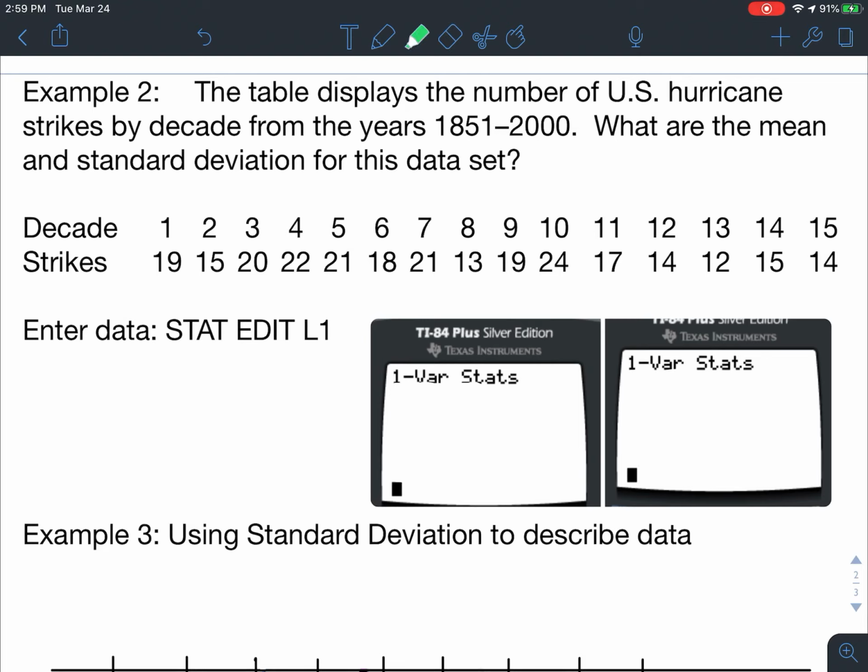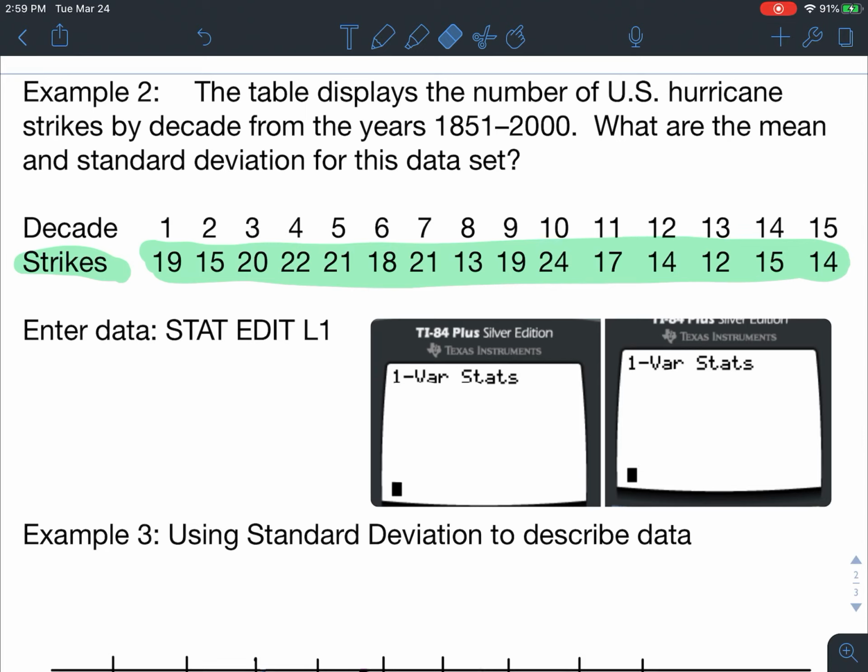Now the only numbers you have to really enter are the strikes. Because we're not really dealing with 2 variables right now. We're really just dealing with 1. So you don't need to enter the decade. That's not necessary. You just need to enter the strikes, and you can do that in L1. So take a minute in your calculator and enter in these numbers. If you need to pause the video, pause the video.